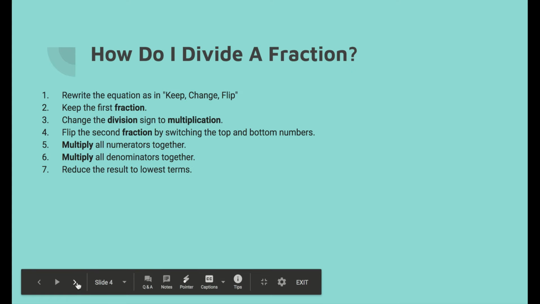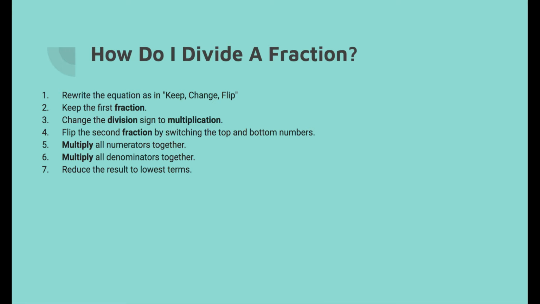Now, let's talk about dividing a fraction. You have 5 steps. Just remember to keep, change, flip, okay? First, we're going to keep the first fraction. Then we're going to change the division sign to multiplication, and then we're going to flip the second fraction by switching the top and bottom numbers, which is called the reciprocal.